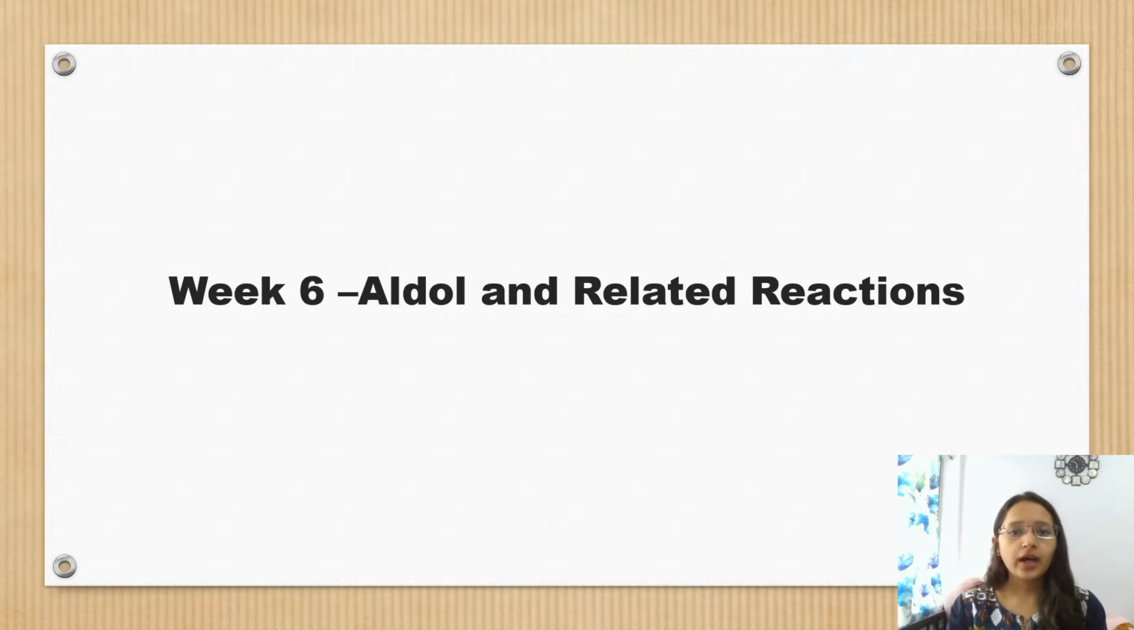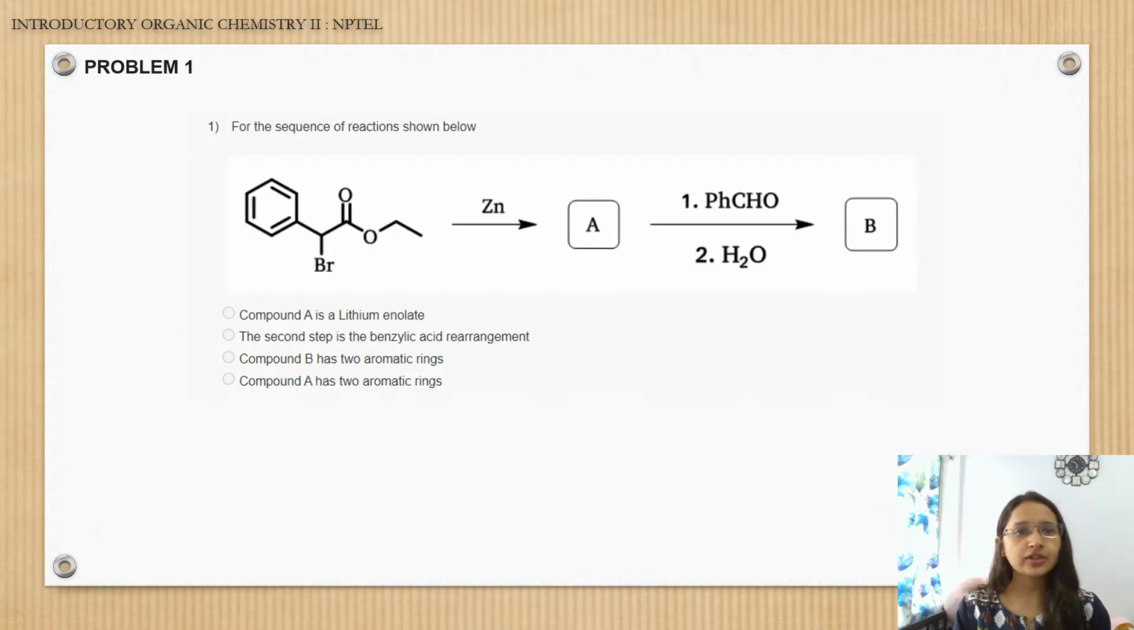I have already discussed enols and enolates last week, right? Now we will apply that knowledge of enols and enolates to aldol and related reactions and do some questions based on that. Problem one: for the sequence of reactions shown below, which of the four options is correct? You have to look at the reaction occurring in this sequence and answer accordingly.